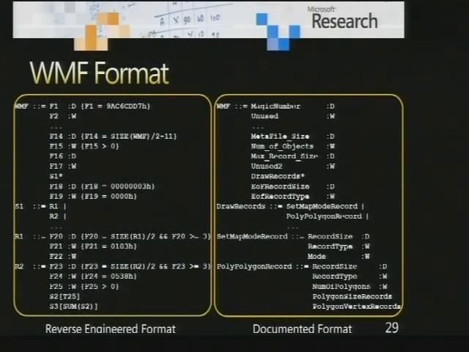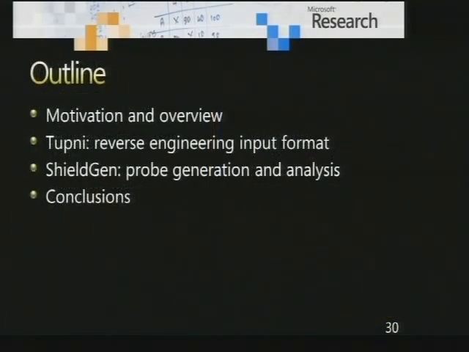Here's an example. On the left hand side is a format we can derive from Tupni. On the right hand side is the documented format we wrote manually. We can see that we identify all the fields and the constraints with a high accuracy. So I just talked about Tupni. I ignored some experimental result details. Next, I will tell you about how, in ShieldGen, we generate probes and analyze them.